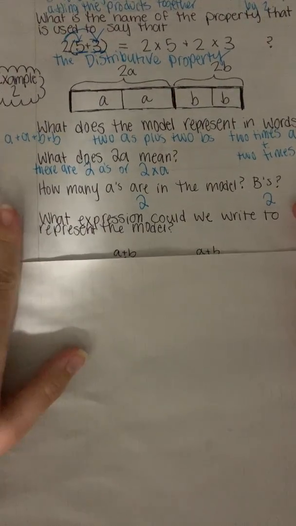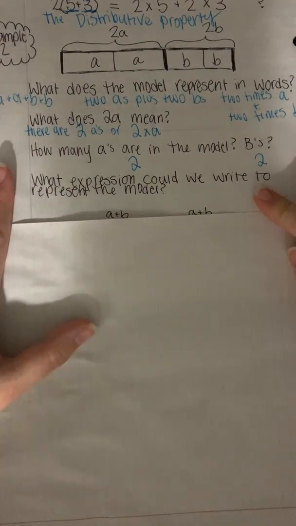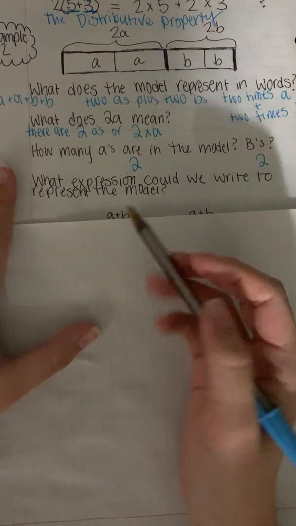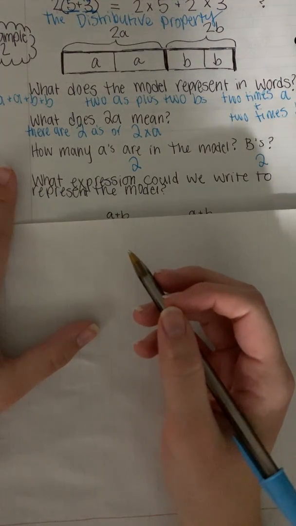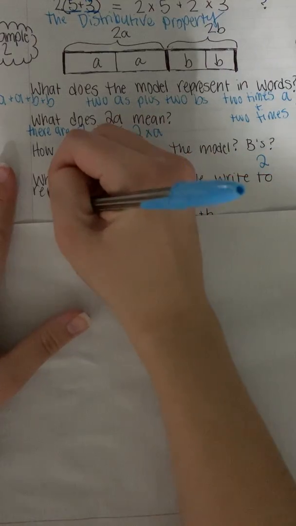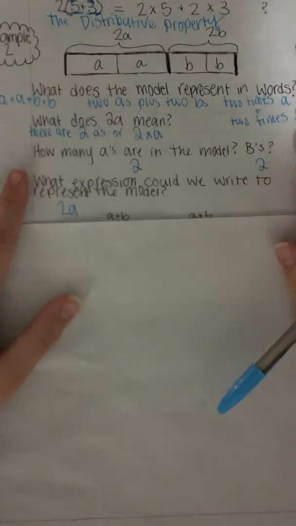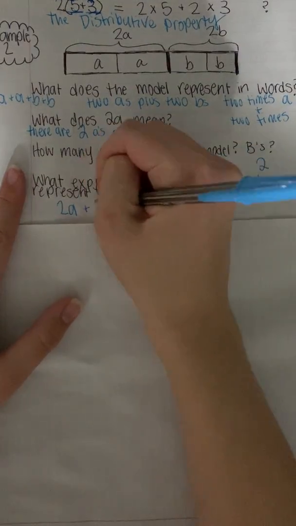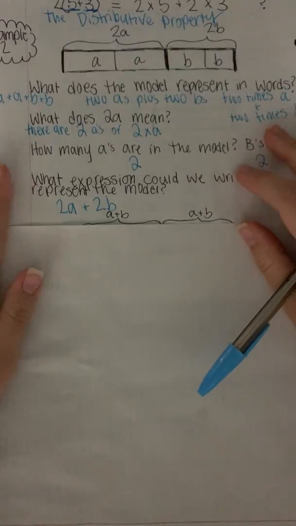What expression could we write to represent this model? Well, we could write 2 times A, and we're adding that to 2 times B.